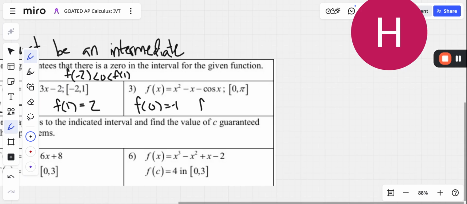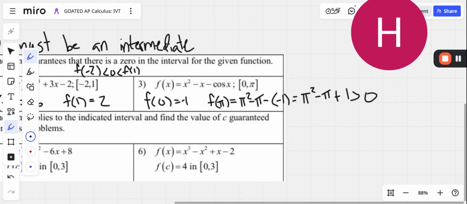And then when we plug in pi, we get pi squared minus pi minus cosine of pi, which is negative 1. So pi squared minus pi, I think it's obvious that that's greater than 0. Since pi is about 3, pi squared is about 9, so pi squared minus pi is close to 6. I don't know what it is exactly, but it's pretty close to 6. And then if we add 1, that's definitely greater than 0. So these two endpoint values have an intermediate of 0. Doesn't mean that 0 is directly in between, but it's somewhere in the middle.